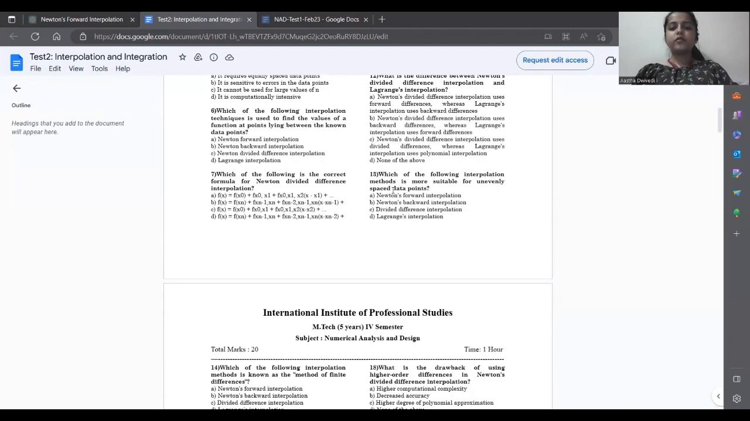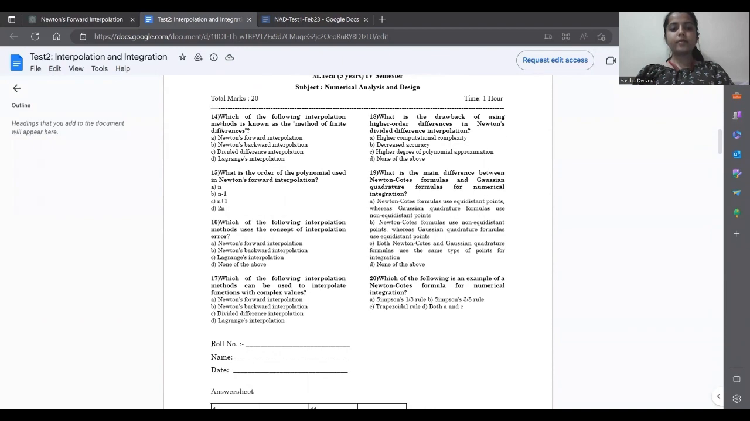Next question. Which of the following interpolation method is more suitable for unevenly spaced data? Newton forward interpolation, Newton backward interpolation, divided difference interpolation, and Lagrange interpolation. So the correct option is Lagrange interpolation.